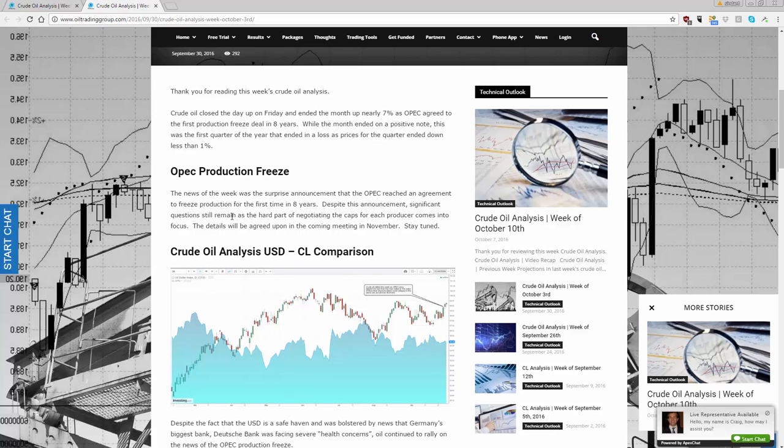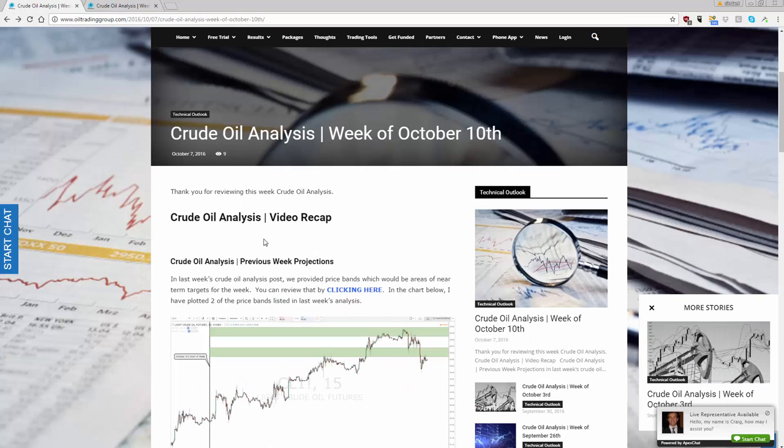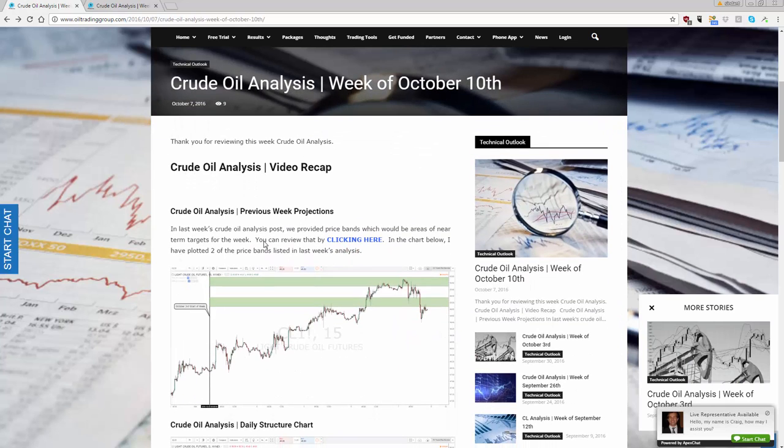But again, the big theme for the week was the OPEC production freeze. There was the news on the 26th. In that meeting, actually the 28th, is when the news came out that there would be a production freeze. And this week, the market rallied nearly 15% on hopes that this production freeze, the details of which will supposedly be implemented in their November OPEC meeting.